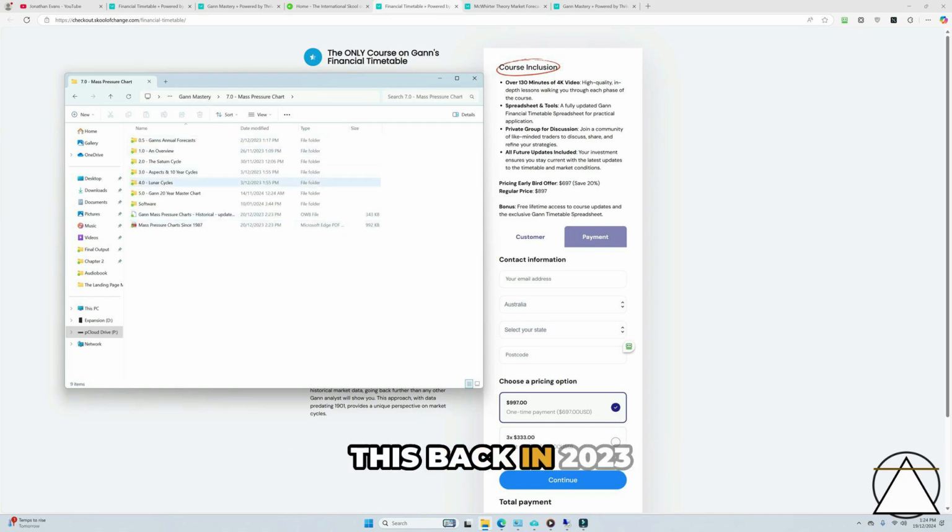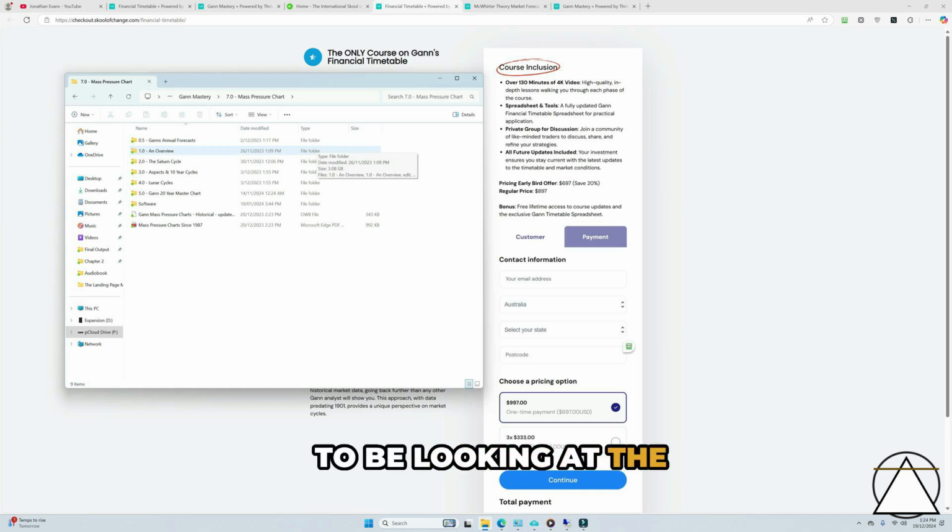I actually started this back in 2023 and just recently started to add some more to it. Basically, I go over Gann's annual forecasts, give you a brief overview of how the mass pressure charts work, and then the whole purpose of this program is to teach you how to build your own, okay? And in order to build your own, you need to know where we are within any given cycle at any given time. That means we need to be looking at the smaller cycles, such as where we are, for example, in a Mars cycle or Venus cycle or whatnot. Then we need to be looking at the larger cycles, such as the Jupiter or Saturn cycle, where we are in parts of those cycles, such as the 10-year cycle, or even bigger cycles like the 50 or 100-year cycle.